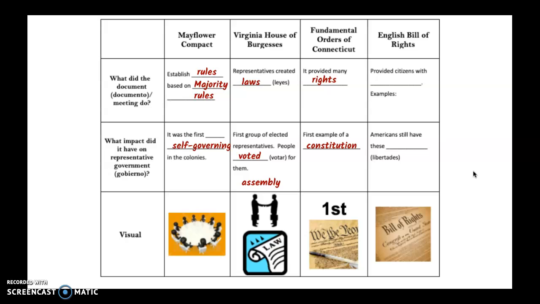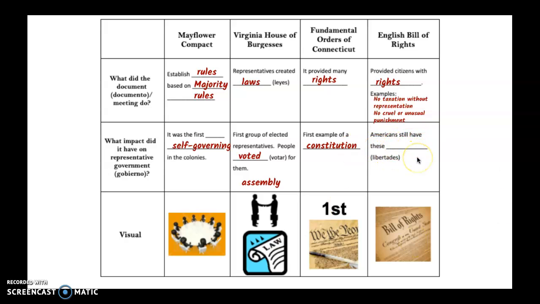All right, in our last group, English Bill of Rights. And guys, this happened like way before America got a Bill of Rights. This provides citizens with rights. Some examples include no taxation without representation and no cruel and unusual punishment. So you guys maybe can think about why the colonists were irritated, because they had these rights back in Great Britain, but they didn't have them as colonists. Okay, Americans still have these rights today.